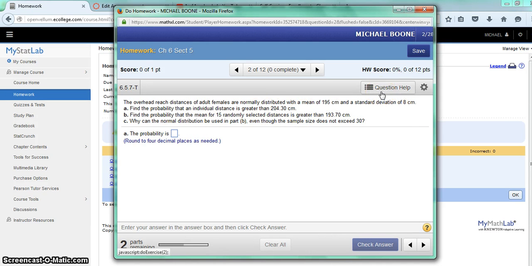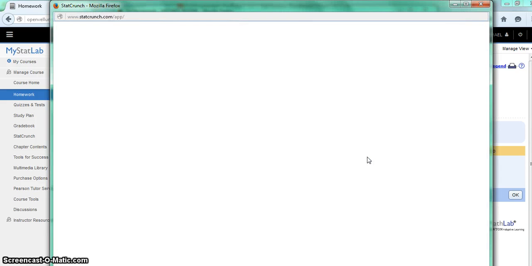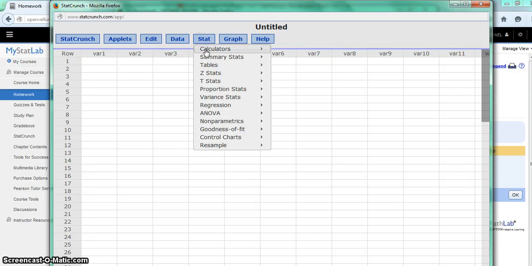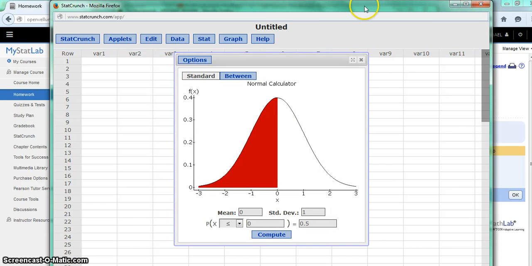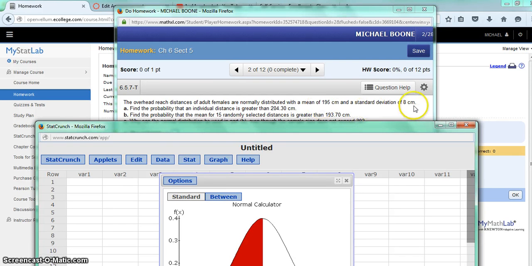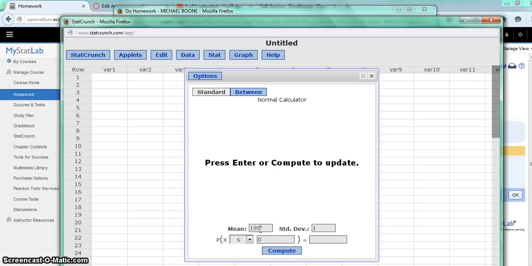So again, we've talked about z-scores. You can convert things to z-scores and then look it up in the tables, but I'm going to use StatCrunch. It gives a nice visual, and so we could just go to our normal calculator, and it wants to know the mean and standard deviation. Well, the mean's 195, standard deviation of 8.